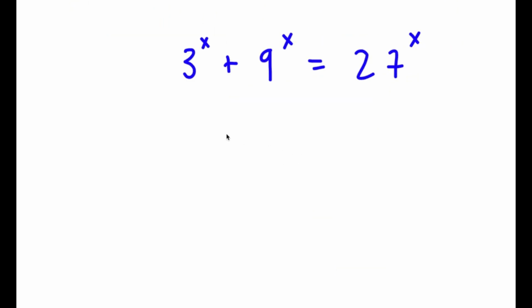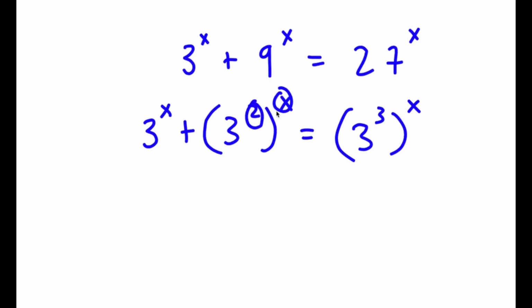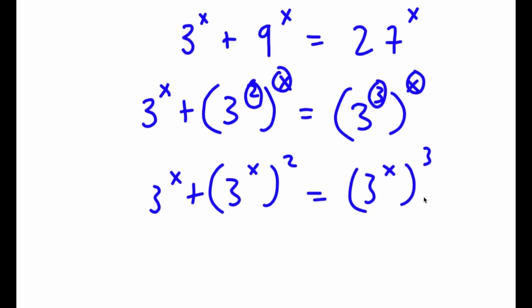Alright, so I have 3 to the power of x plus 9 to the power of x is equal to 27 to the power of x. So to solve this, I'm going to first rewrite 9 here as 3 to the power of 2. So now I have 3 to the power of x plus 3 squared to the power of x is equal to 27, I'm going to rewrite as 3 to the power of 3. So equal to 3 to the power of 3 to the power of x. Now I can actually switch the places of these two as well as these two. So now I'm going to have 3 to the power of x plus 3 to the power of x squared is equal to 3 to the power of x to the power of 3.